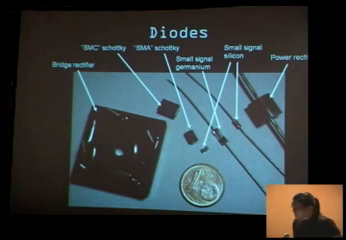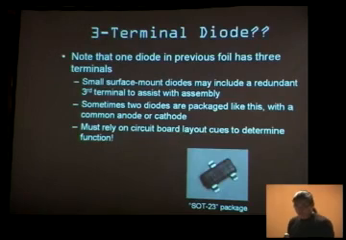So these are some pictures of diodes. They come big, they come small, they come in surface mount packages, so you get a scale for it. The interesting one is right in the middle above the penny. It's got 3 terminals on it. And as some of you may know, a diode usually has 2 terminals.